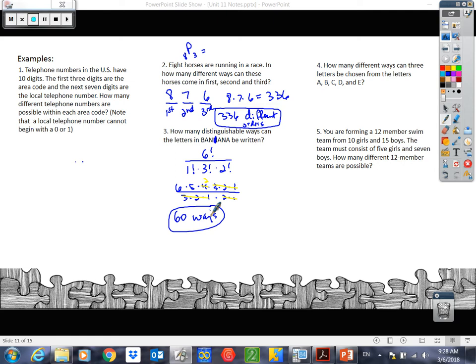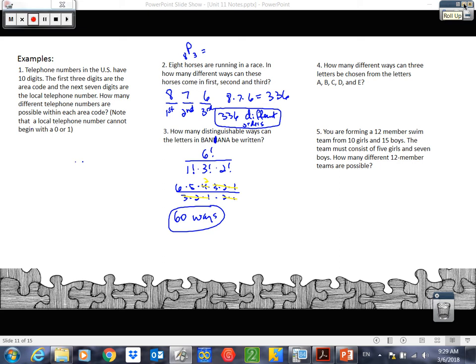Okay. Let's look at number 4. How many different ways can 3 letters be chosen from the letters A, B, C, D, and E? Sometimes they're going to ask you to write the choices out, and I do have one like that on your daily work. So I do want to write the choices out, and then I'm going to use a formula to find the answer. We'll find it 2 different ways. So let's write the choices out.